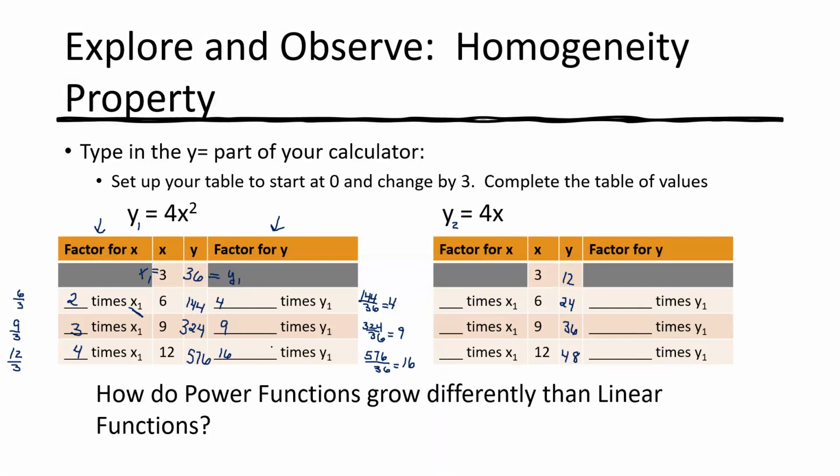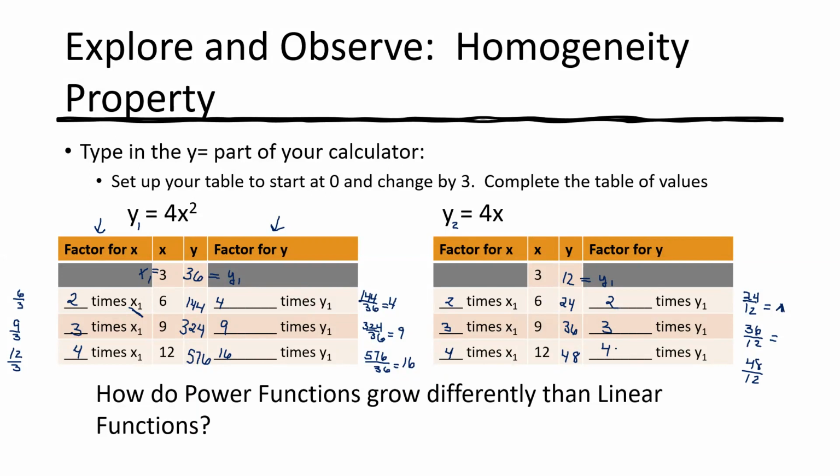Now we're going to do the exact same thing for our linear function, which is the second one here. First off, factors for x: the x numbers are the same, so this is 2, 3, and 4 times the original. Factors for y: our y1 is this original 12. So 24 divided by 12 gives me 2. The next one would be 36 divided by 12, and that gives me 3. And the final one, 48 divided by 12, gives me 4.